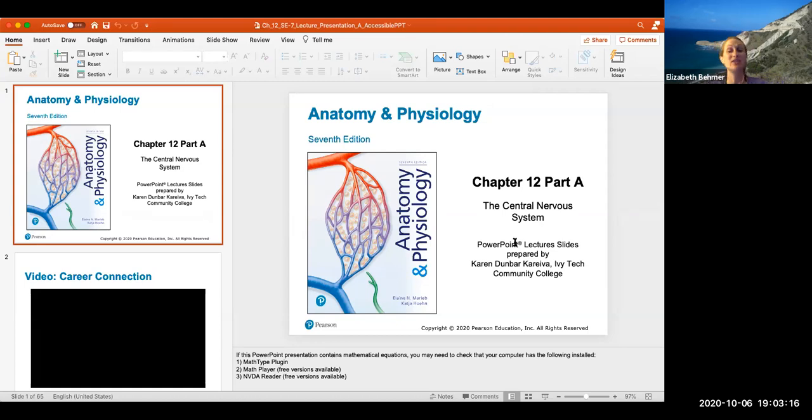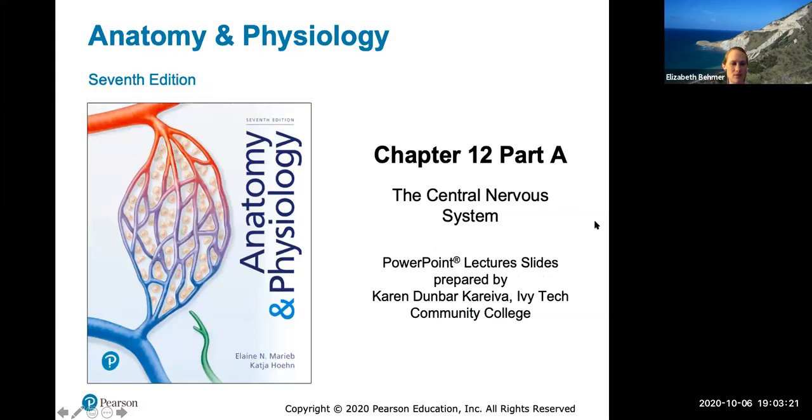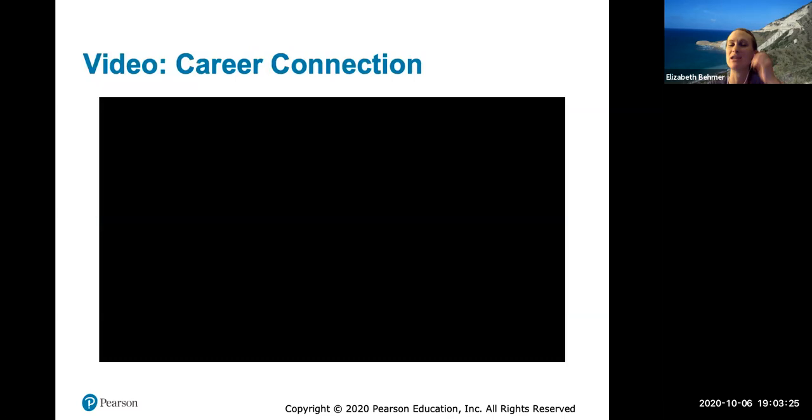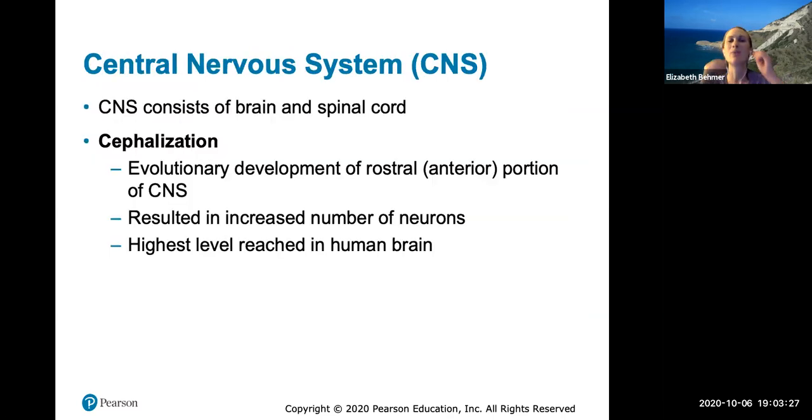Okay, so we're just going to start the central nervous system. I know it's been pretty heavily focused the last couple lectures, but we're just going to start a little review in the brain just to see how much you know, because this will be a good introduction to the central nervous system. So your central nervous system consists of your brain and spinal cord. Cephalization is the evolutionary development of the anterior portion of the central nervous system, resulting in an increased number of neurons. It's the highest level reached in the human brain.